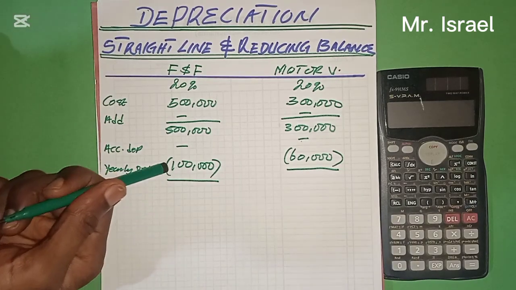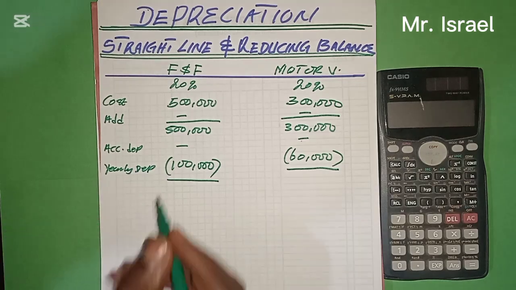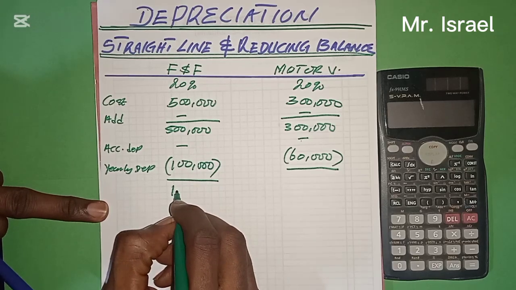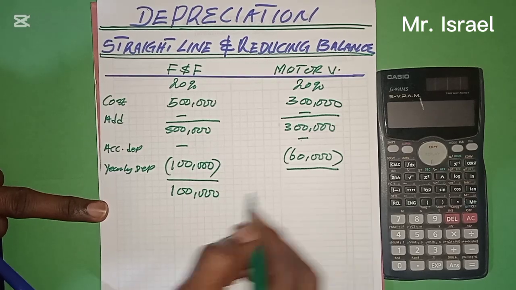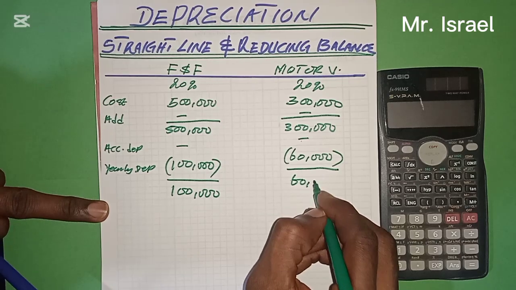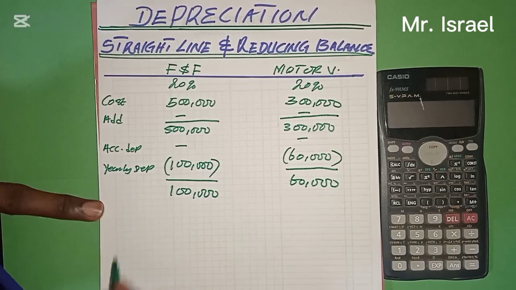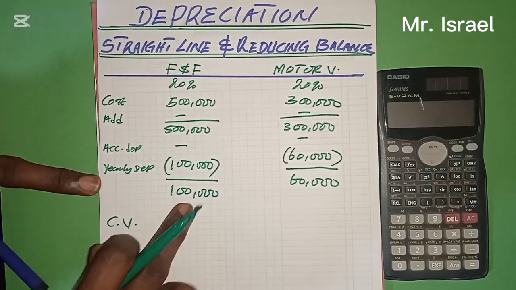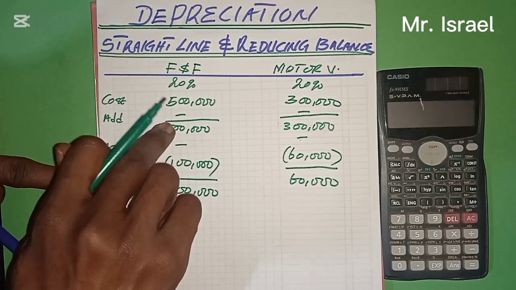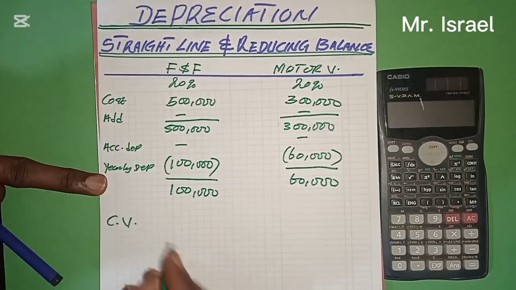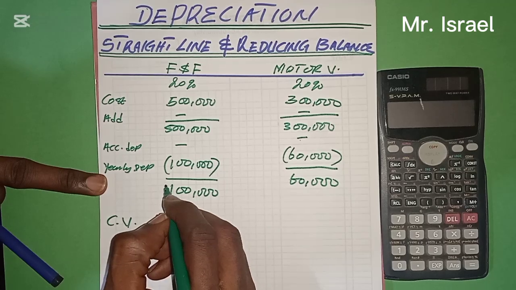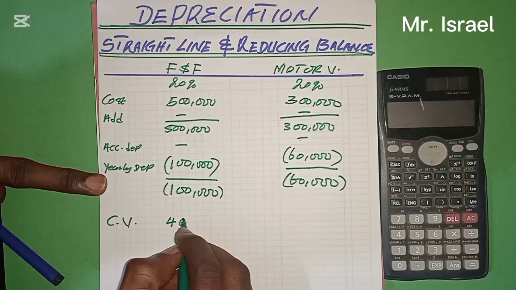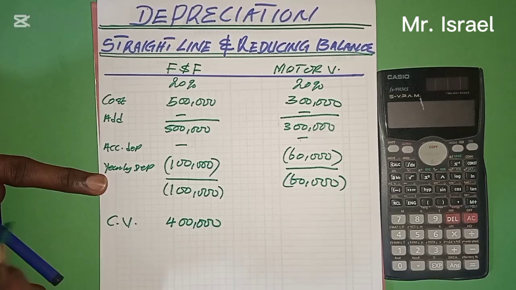Now this is the accumulated depreciation. Now let me do it in a normal way. Add up these two will give you 100. This will give you 60. Right? Good. Now your carrying value will now be 100 minus 500. Remember, this one is a minus. This will now give you 400 as your carrying value.